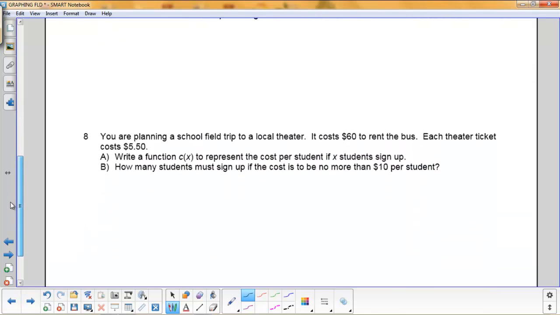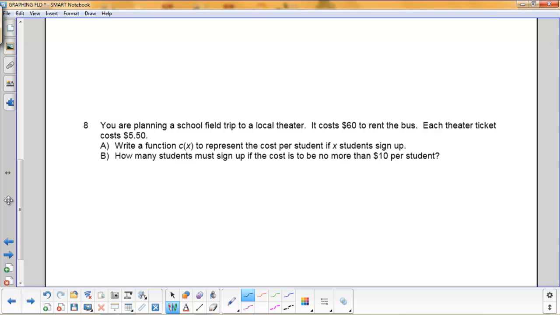Alright, question number 8. What we're going to do here is look at renting out a bus and trying to divide the cost equally amongst people who want to attend. That way everybody's paying the same amount, everybody is paying the right amount, and we're not overcharging or undercharging anybody on the trip. Okay? So we're planning a school field trip to a theater.